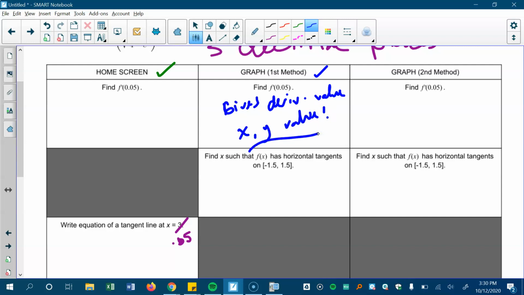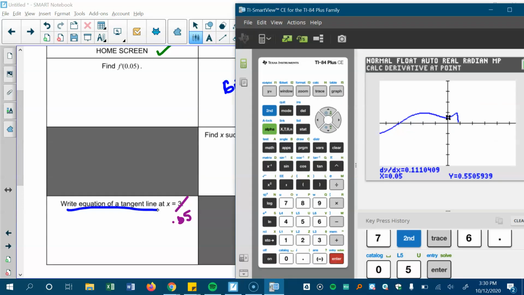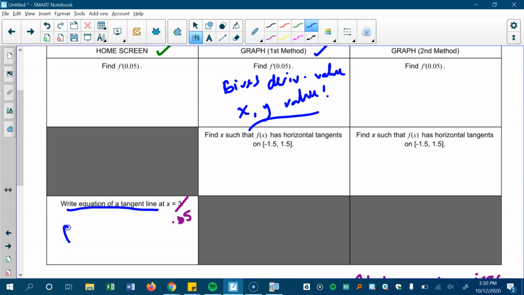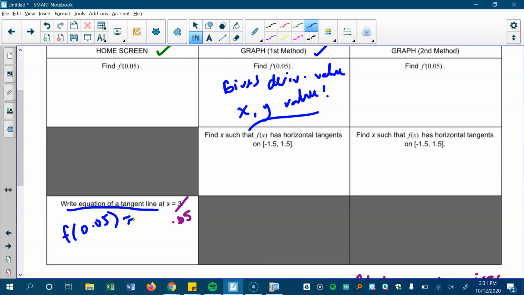And why would I care about the x and y value? Because when I have to write an equation of a tangent line, now I have all that information. I have f of 0.05, and that looks like it was about 0.551. So now I can just go y equals, and the slope was 0.111, times x minus 0.05, plus 0.551. So the graph actually makes it very easy to get an equation of a tangent line. So note that, please.